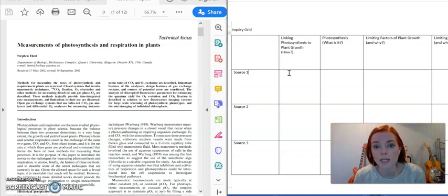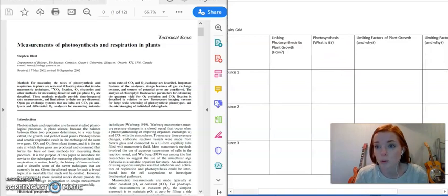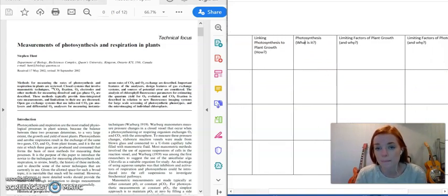So with your inquiry grid, down the side here, I've got the 3 sources. You don't need to specifically have 3, but the more sources that you have on a topic, the more accurate the information and the interpretation of the topic might be. Then up the top, I've just put these 4 different focus points or questions that I want to talk about in mine. You could have more, you could have less. I wouldn't suggest that you have too much more. So you can see the first one, linking photosynthesis to plant growth. I'm wanting to know, how do they link together? What is photosynthesis? Some limiting factors of plant growth and limiting factors of photosynthesis.